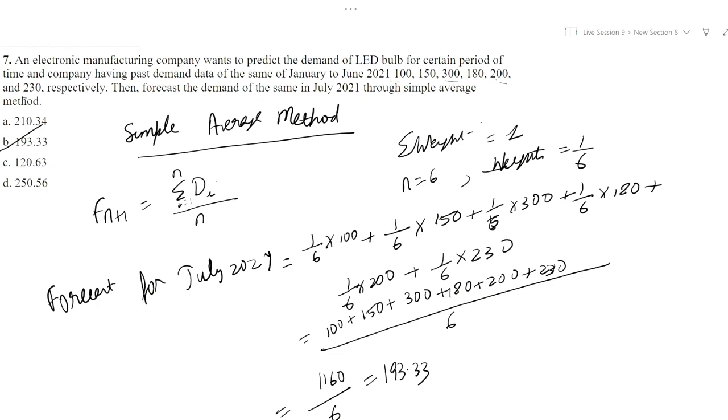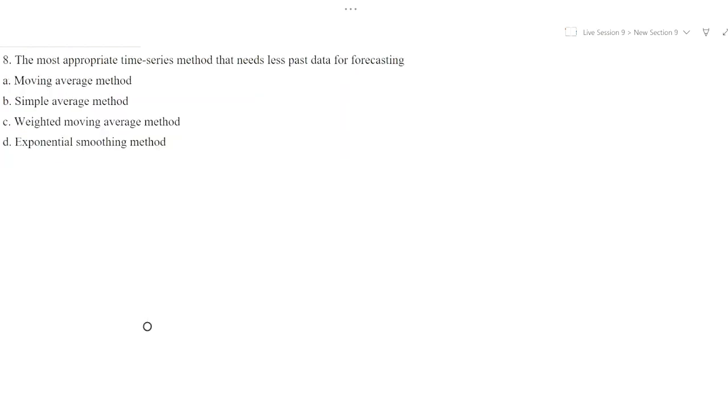So the next question: the most appropriate time series method that needs less past data for forecasting is which of the following? The time series method that needs less past data for forecasting is the exponential smoothing method. As we know, here we can know the forecast errors. So this is the only method which takes care of the forecast error.